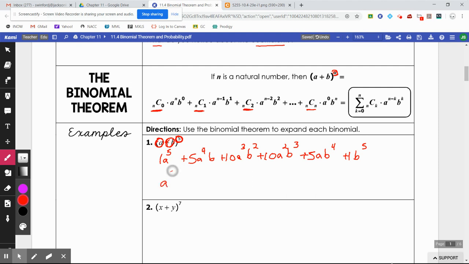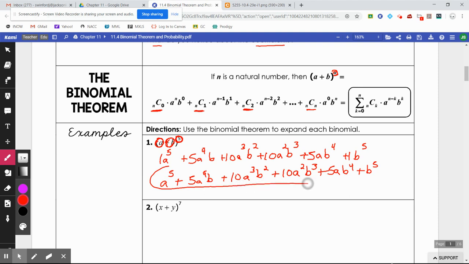1a to the fifth is just simply a to the fifth. Then you have 5a to the fourth b plus 10a to the third b squared plus 10a to the second b to the third plus 5ab to the fourth and then plus b to the fifth power. This is the expansion that you would get by doing a plus b to the fifth power, which is so much easier. That would have taken us all day to sit and actually multiply that out.